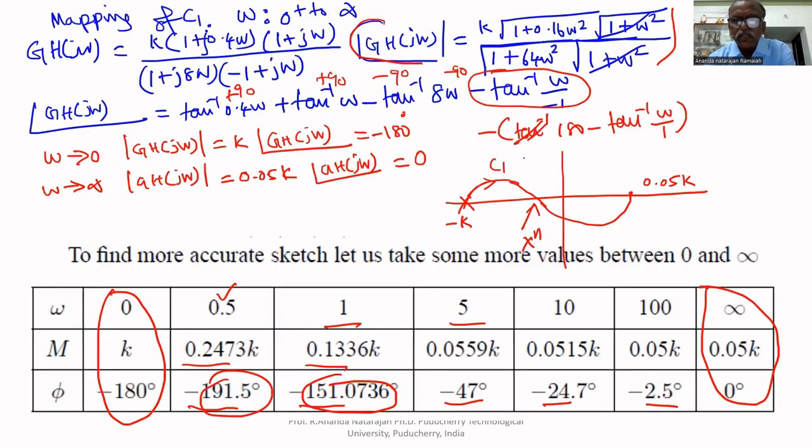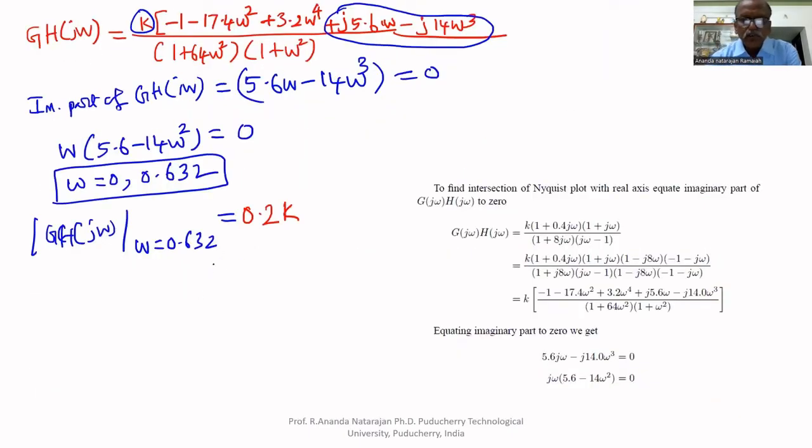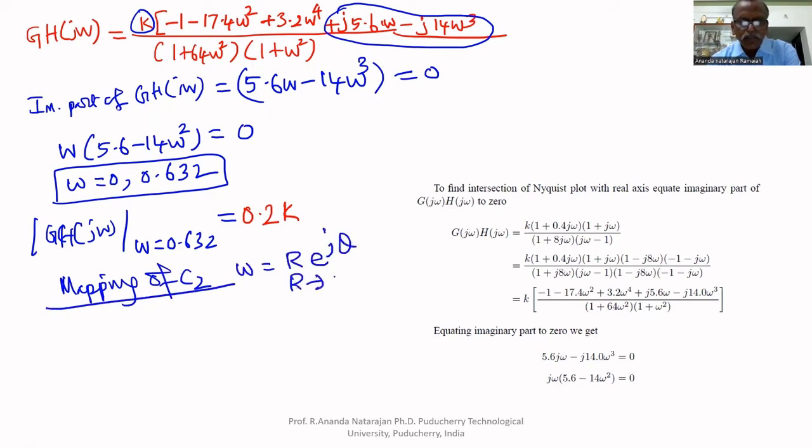Therefore, the point of intersection with the real axis is 0.2k. Now we have to do the mapping of C2. Mapping of C2: omega equals r e power j theta, r tends to infinity, and theta varies from pi by 2 to minus pi by 2.